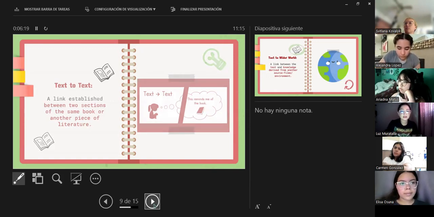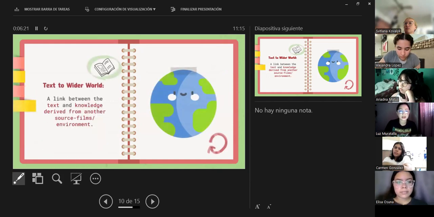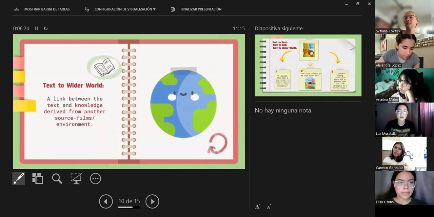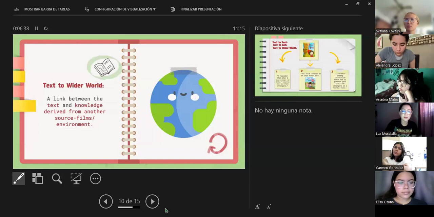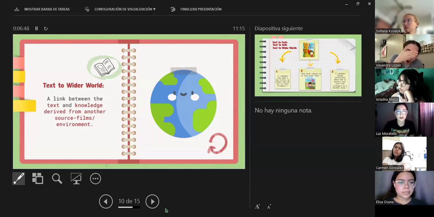And then for the text to world connections, choose books that have characters or are about topics that will easily lend themselves to text to world connection. You can discuss the importance of air conservation, or concerns such as water pollution, etc. And the prompts to help guide students in text to world are: What does this remind me of in the real world? How is this text similar to things that happen in the real world? How is this different from things that happen in the real world? And how does that part relate to the real world around me?